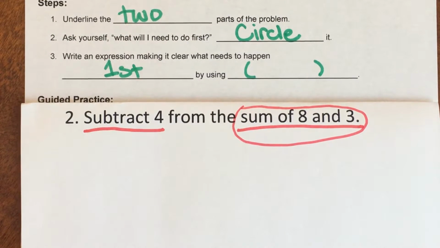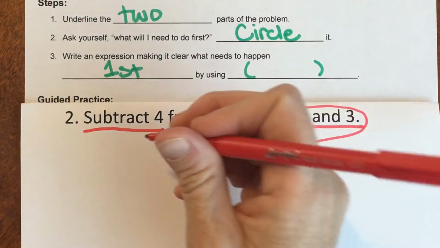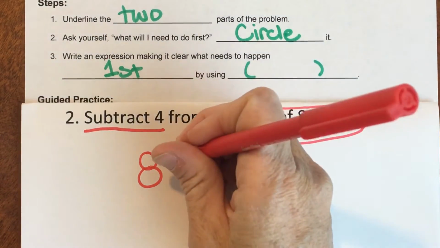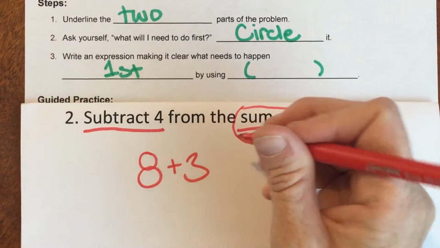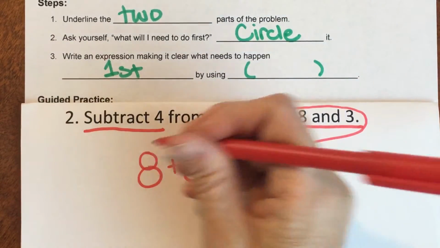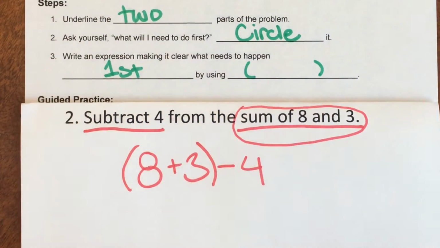Okay, so now I need to make an expression and make it clear that I want them to do this first. So I can write 8, and sum means add, so 8 plus 3 minus 4, because to make sure they do this part first, I'm going to put parentheses around it. Okay.